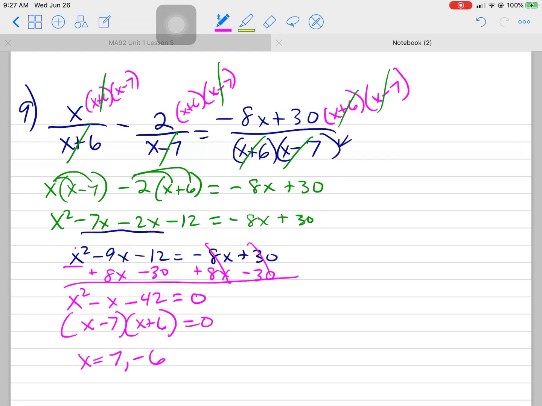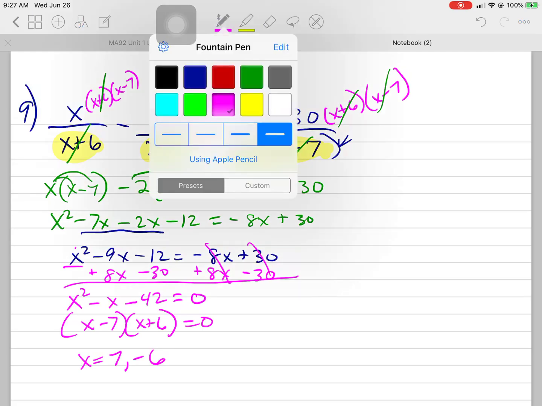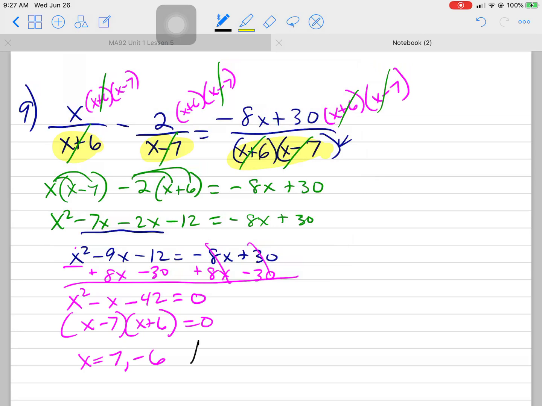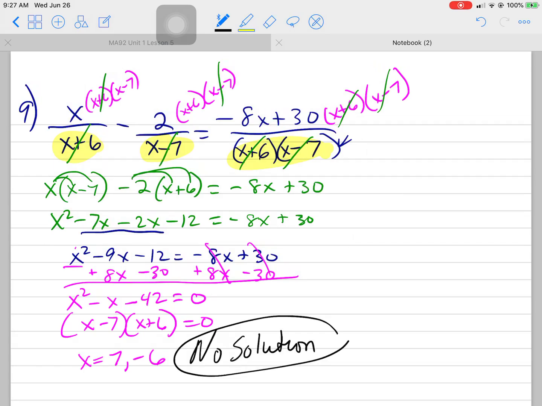so x would be a positive 7 and a negative 6. Well, neither one of those I can use, because that would make that undefined and that undefined, and together they make those undefined. So that's just not a choice. So that means my real answer is no solution. Okay? That's what that means.